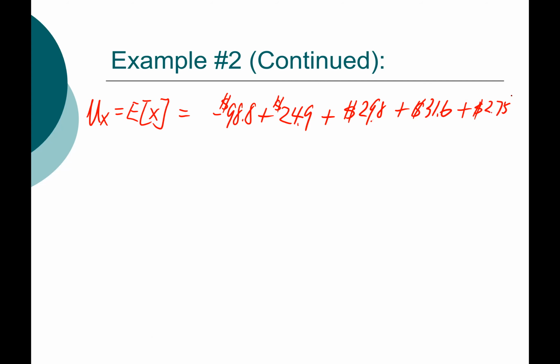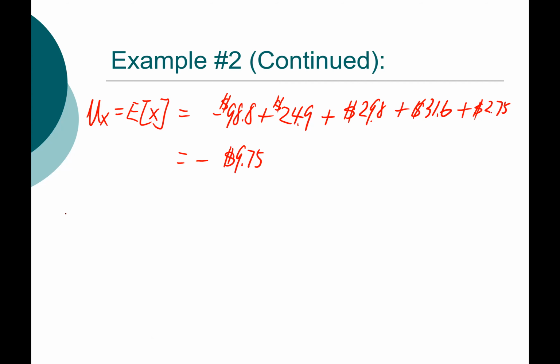If you combine all of this, that will be the return on the investment. So 98.8 and 24.9 and 29.8 and 31.6 and 2.75, and that turned out to be... it's minus, okay. And 0.8 times 2. Okay, so that turned out to be negative $9.75.